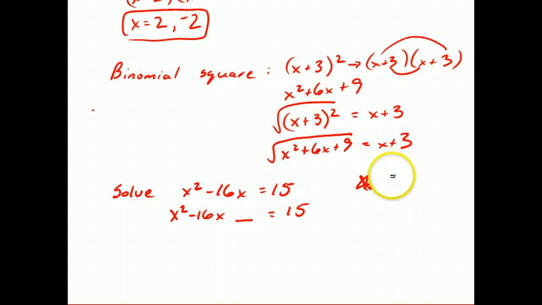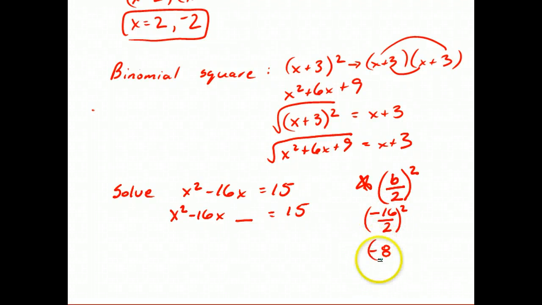So here it is. I want to take b divided by 2 and square it, and that's going to complete the square for this trinomial. Okay, so b is my minus 16, so I'm going to go minus 16 over 2 all squared. And what does that give me? Minus 16 divided by 2 gives me minus 8 all squared. And if I square that out, it gives me plus 64.